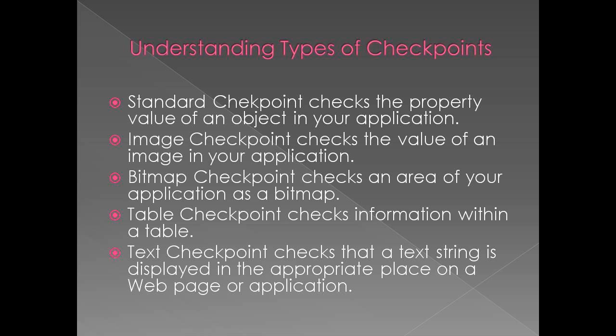Bitmap checkpoint checks an area of your application as a bitmap. For example, suppose you have a website that can display a map of a city the user specifies. The map has control keys for zooming. You can record the new map that is displayed after one click on the control key that zooms in the map. Using the bitmap checkpoint, you can check that the map zooms in correctly. You can create a bitmap checkpoint for any area in your application, including buttons, text boxes, and tables. Bitmap checkpoints are supported for all add-in environments.